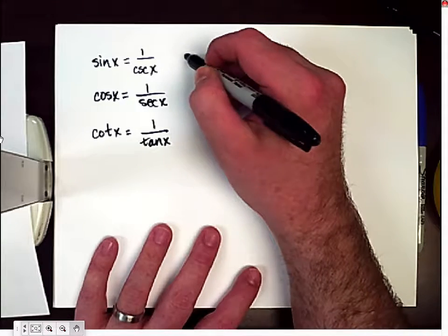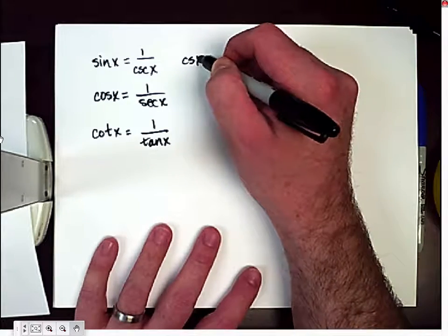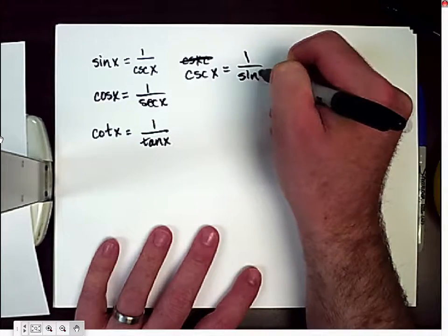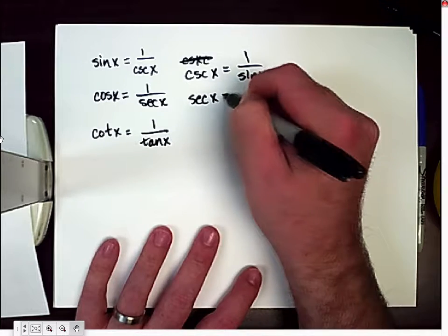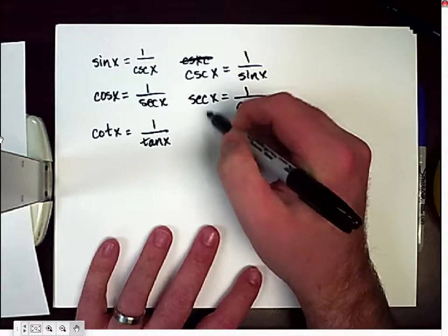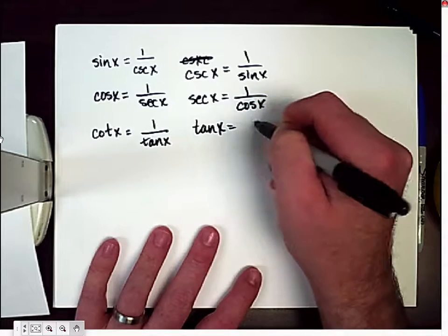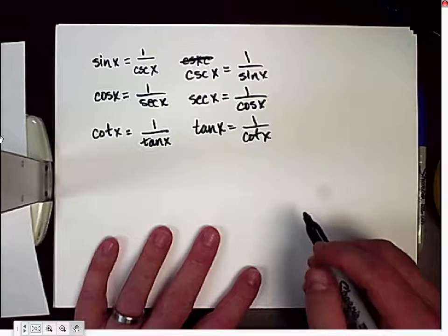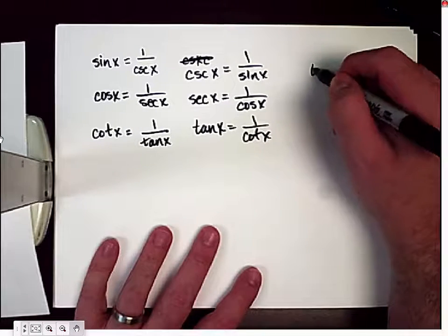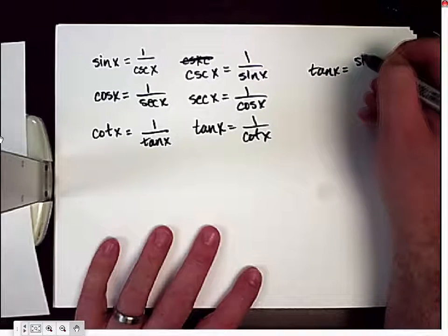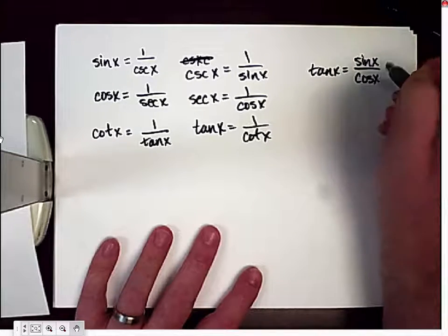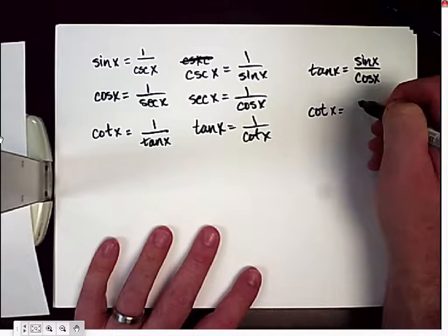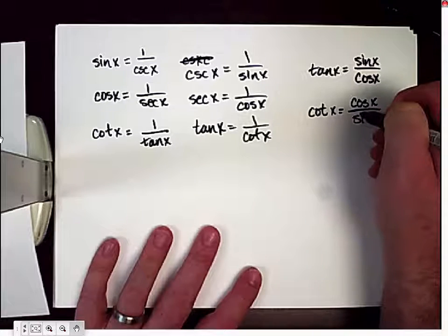So, I wrote that backwards. Cosecant x is 1 over sine x. Secant x is 1 over cosine x. And tangent x is 1 over cotangent x. Okay? We also have that tangent x is sine of x over cosine of x, right? And therefore, cotangent x is cosine x over sine x.